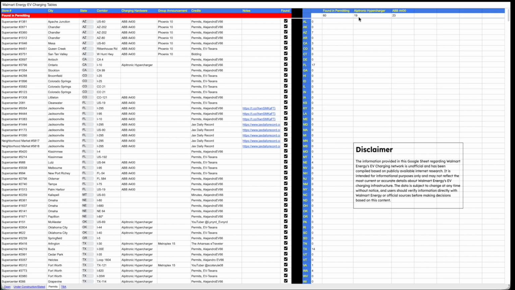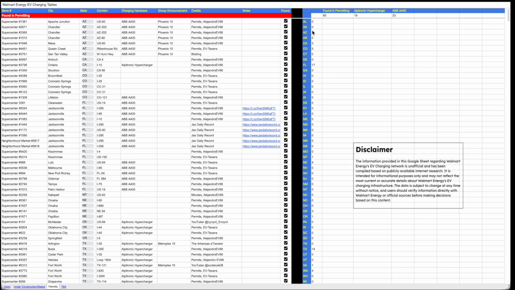19 of them are going to use Alpitronic hyperchargers, and 23 of them are going to use ABBs. Those are left blank in this column that says charging hardware. That means we don't know the vendor. It wasn't mentioned in the application or anywhere within that permitting. Once we find out, we'll add it, but chances are we won't know those until under construction.